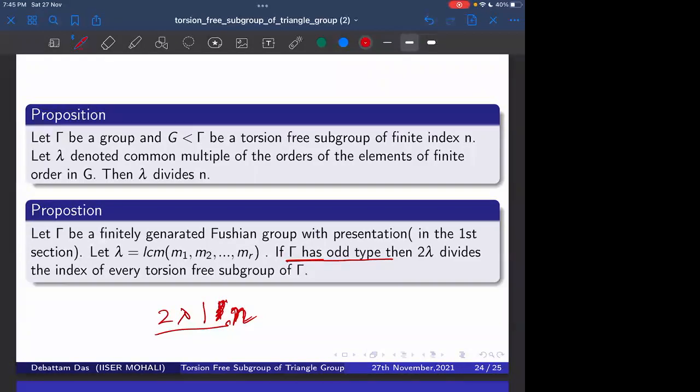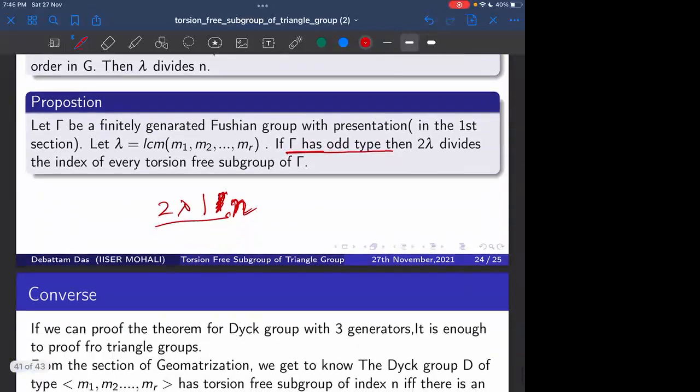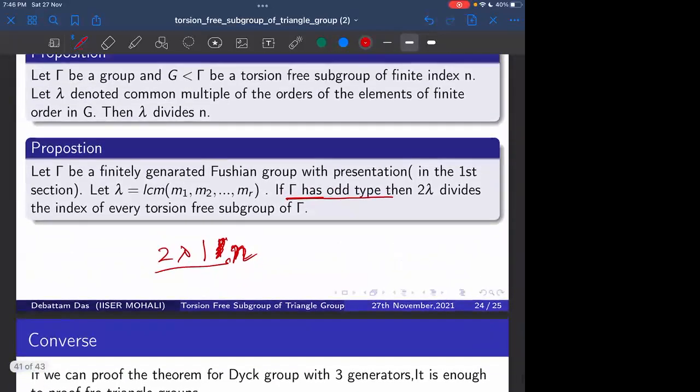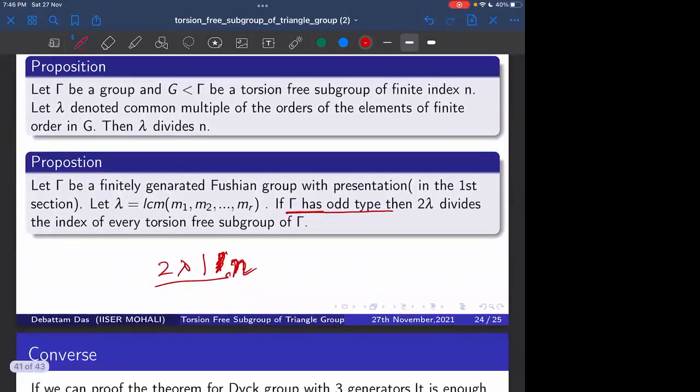Is that okay? Okay, yeah. So 2 lambda divides just N, or something else you are saying there? Here you write 2 lambda divides the index of every torsion-free subgroup. Are you saying just N? Every torsion-free subgroup of finitely generated Fuchsian groups. Okay.